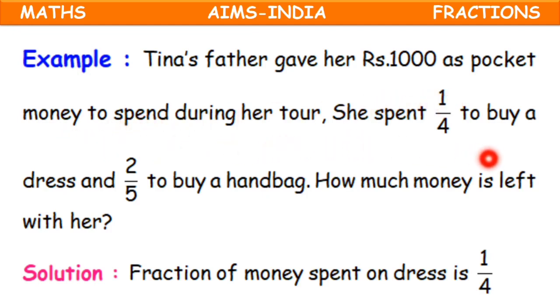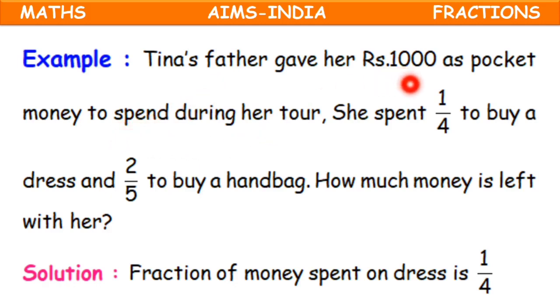Tina's father gave her 1000 rupees as pocket money to spend during her tour. She spent 1/4 to buy a dress and 2/5 to buy a handbag. How much money is left with her? Now what are they saying? Tina's father gave Tina 1000 rupees. Yes, so Tina got 1000 rupees as her pocket money from her father to spend.